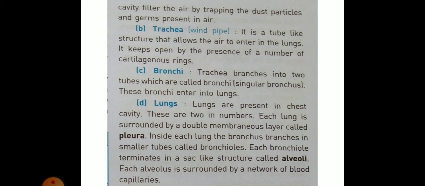Inside each lung, the bronchus branches into smaller tubes called bronchioles. Each bronchiole terminates in a sac-like structure called alveoli. Each alveolus is surrounded by a network of blood capillaries.